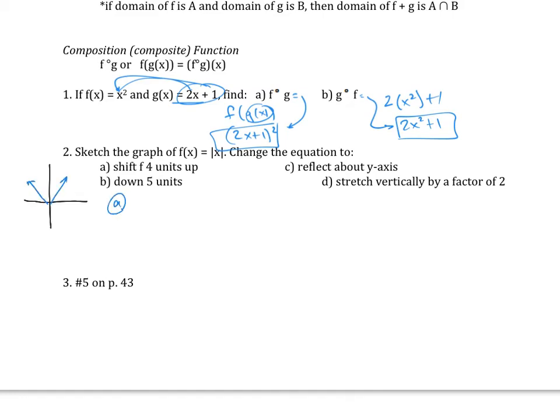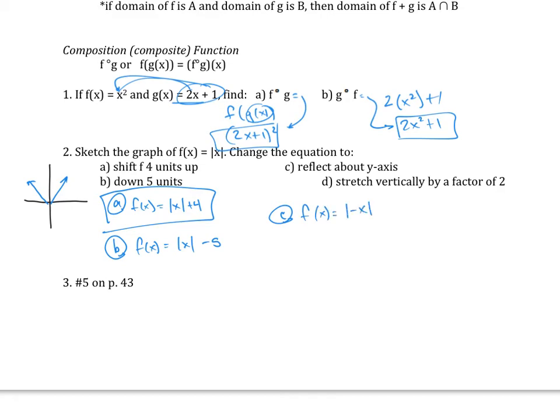So for part A, if I shift it 4 units up, my new equation, f of x, will be the absolute value of x plus the 4. And since it's going up and down, that's on the outside. For part B, if I'm going to do down, that'll be f of x equals absolute value of x minus 5. For part C, if I want to reflect about the y-axis, I would need to put the negative on the inside. But if you take a look at this one, it doesn't matter. If I reflect this about the y-axis, and I flip it, it's going to end up looking like the same thing. It's not going to matter.